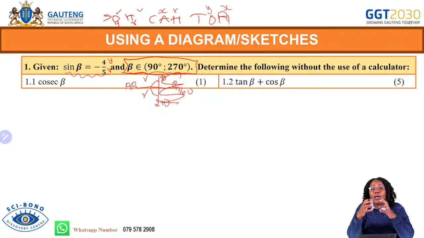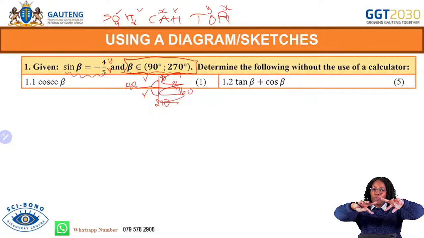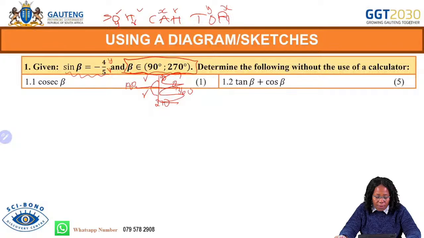In order to answer all your trig ratios, if you have your y value, your r value, and the x value, then you can answer any trig ratio, because sine is y over r, cos is x over r, tangent is y over x. Also, the reciprocals: remember, it will be swapping the same values around.